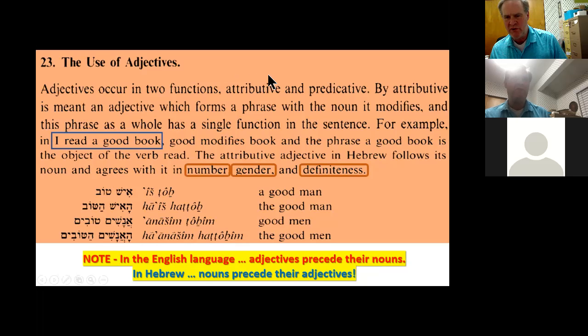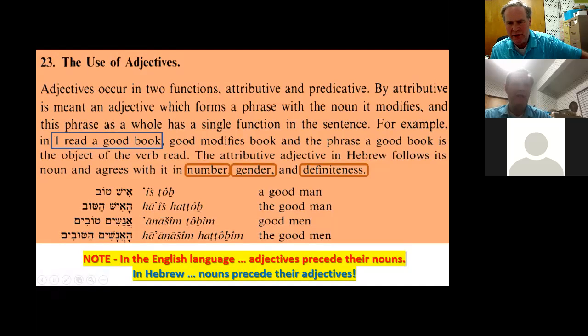If it's attributive, there's no verb. And those have to agree in their number and the gender and the definiteness. So over here we have ish, which means a man, and tov, which means good. So ish tov is a good man. If you put ha-ish, that means the man. And if you put ha-tov, it means the good. Now, we don't say that in English. We don't say the man, the good. We just say the good man.